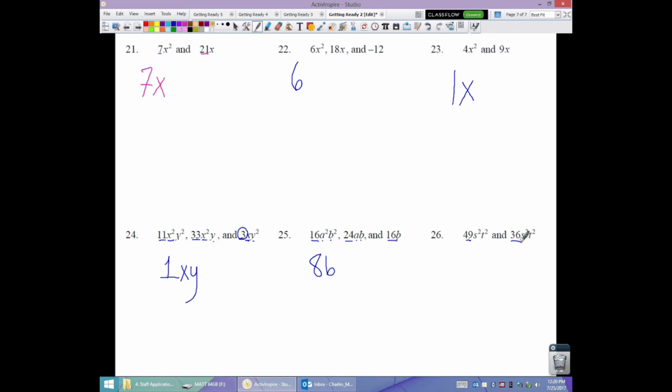49 and 36 share no factors other than 1. S squared and S squared means I can use S squared. T squared and T squared, I can use T squared.